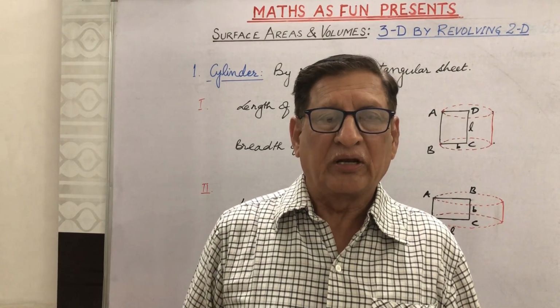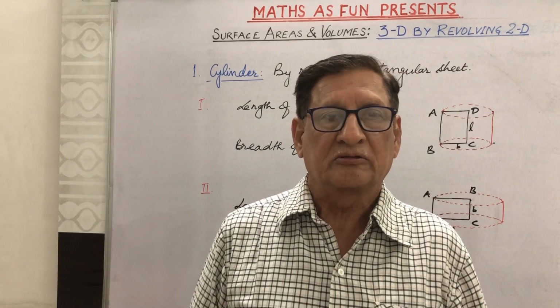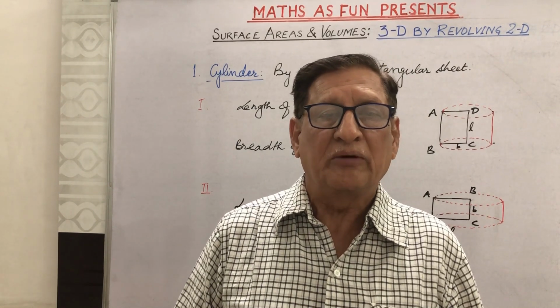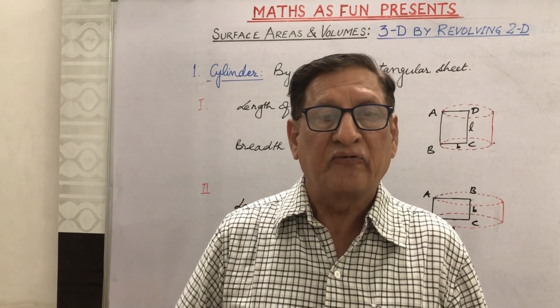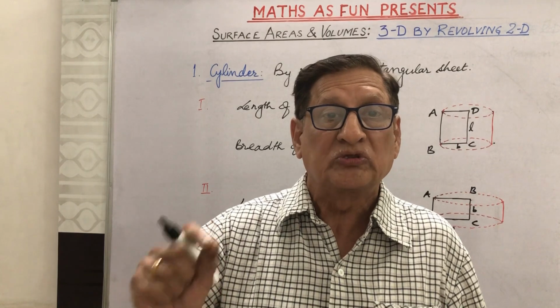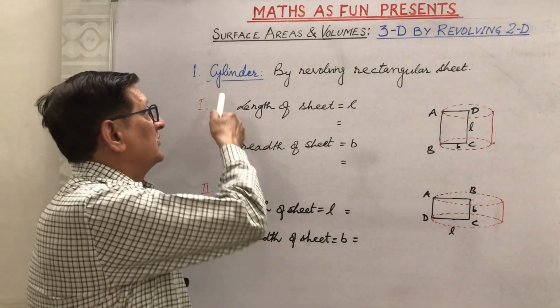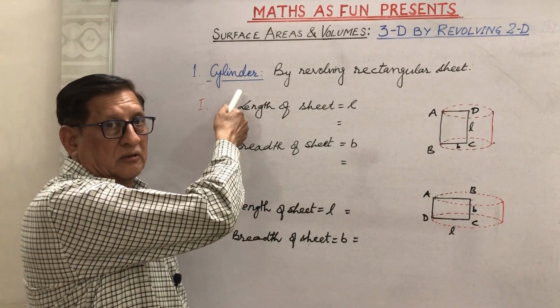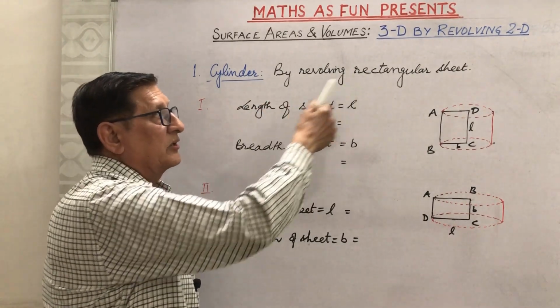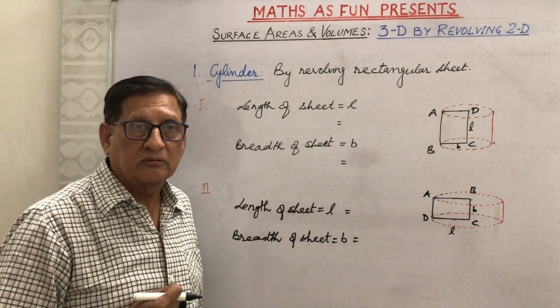In this video we will be learning about the formation of three-dimensional objects by revolving two-dimensional objects, how they can be formed, and this we will see practically, by demonstration also. The first one here is the cylinder. By revolving a rectangular sheet we can understand the formation of a cylinder.